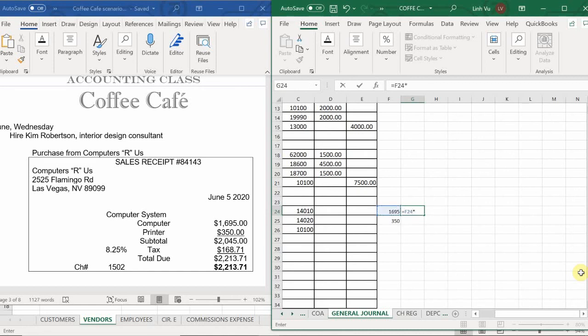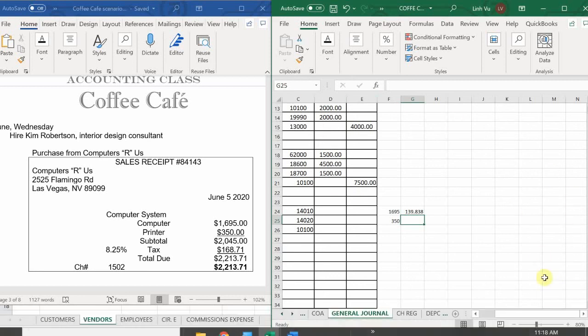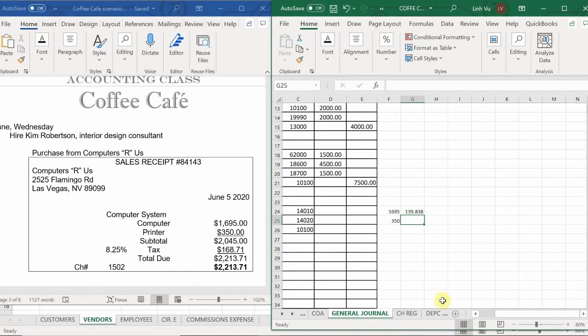So if I go ahead and do this and I say 0.0825, the amount of tax that I'm going to be charging for my computer is $139.83. Now, see, I left a second decimal because this is what's going to determine this. Now, if you separate the tax and purchase each individual item, you're taxing it based on the selling price, right? But in this case, I bought the computer and the printer together. So therefore, this tax is going to be based on the combined amount.